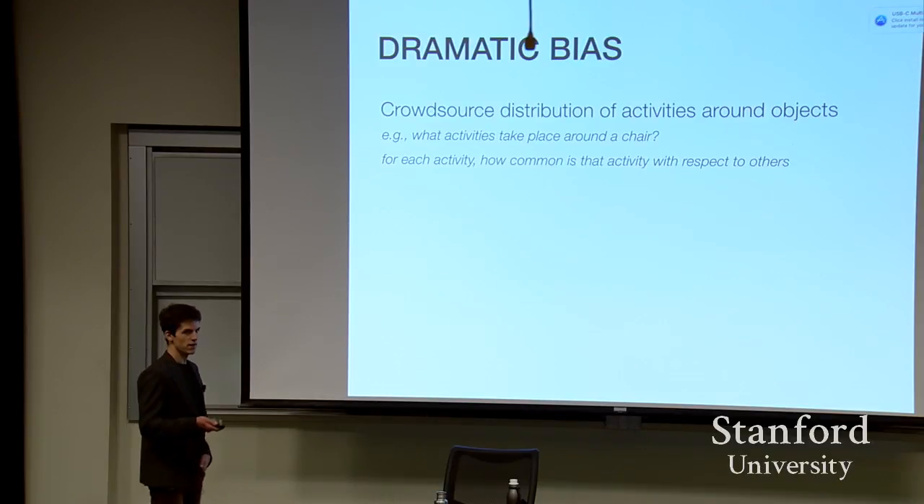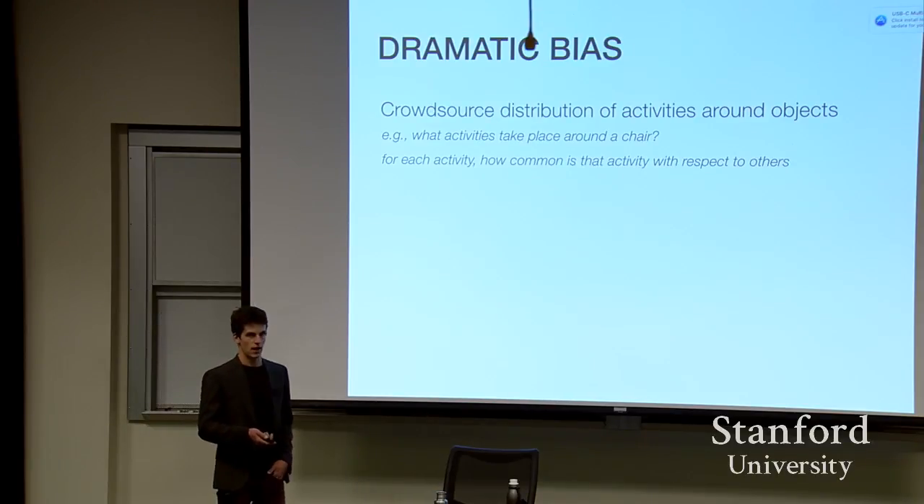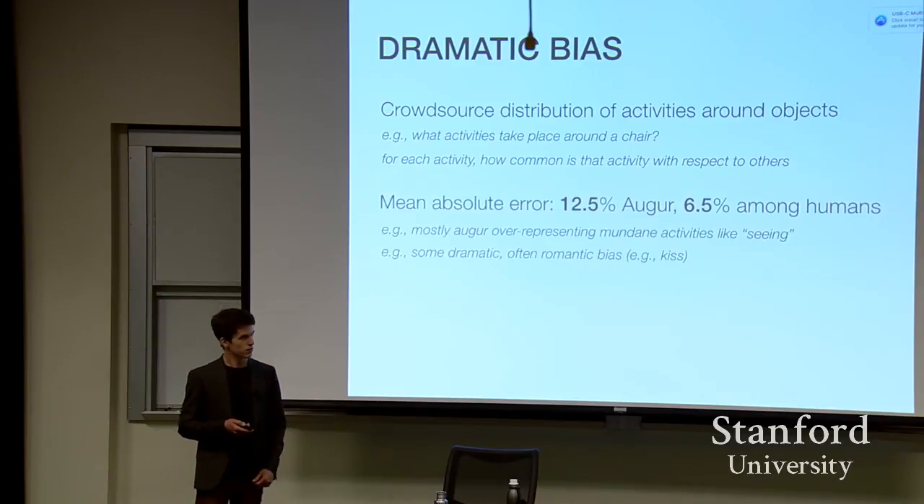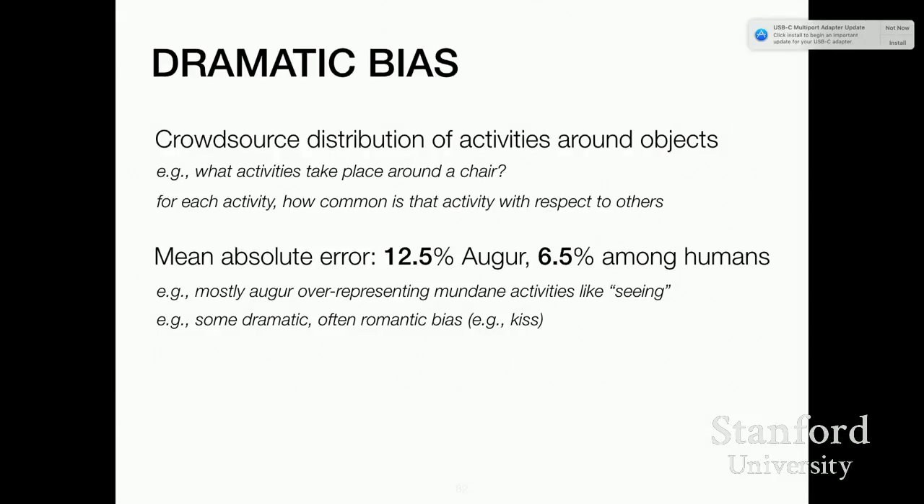And then what we can do is compare the distribution produced by the system to the distribution produced by the humans and see what kinds of bias crop up. So when we do this in practice, we do see a significant difference between the system and the people. It wasn't quite as big as we were expecting. And actually, when we dig into it a little bit, we see that the vast majority of this difference comes from these super mundane activities like seeing.